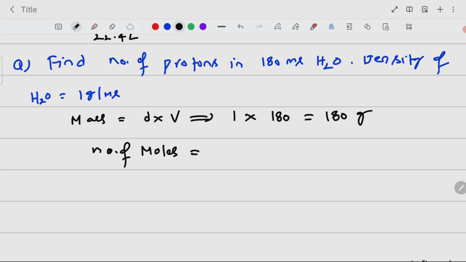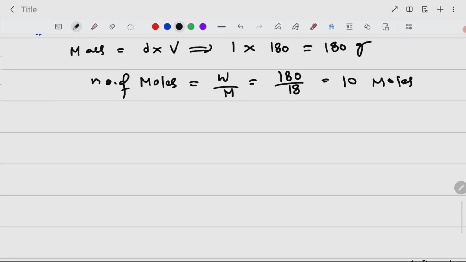How do we calculate the number of moles? Given mass by molecular mass. Given mass is 180, molecular mass is 18, so overall it is 10 moles. Once you know the moles of the given substance, then we can proceed to calculate the number of protons.